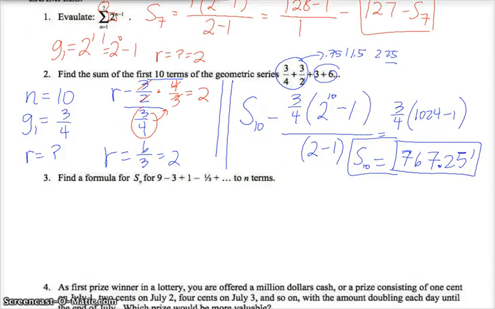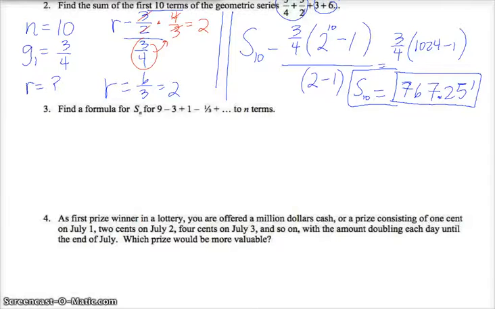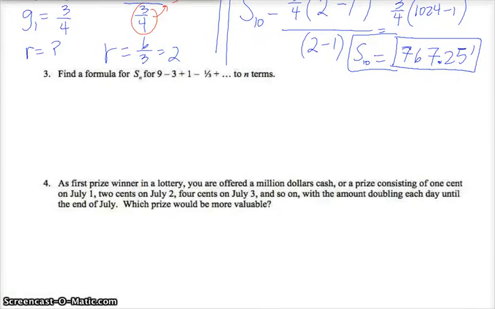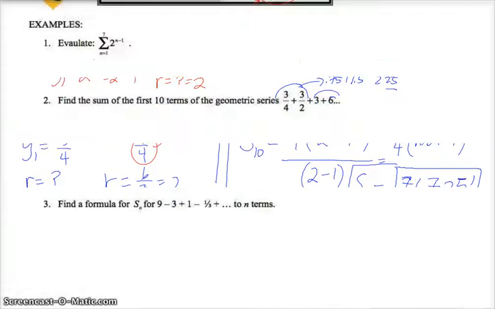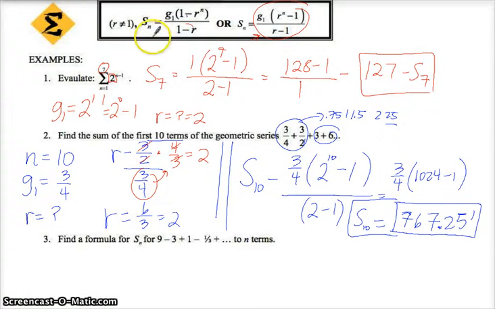Alright, moving on, number 3. Find a formula for S sub n for 9 minus 3 plus 1 minus 1/3 plus ... to n terms. So this one we're just going to find a general formula. So go ahead and push pause, go back up here, look at your formulas, and try to figure out what I need to plug in, what I need to keep as a variable to get my general formula. So n should be your only variable, just so you know. Okay, go ahead and try it.